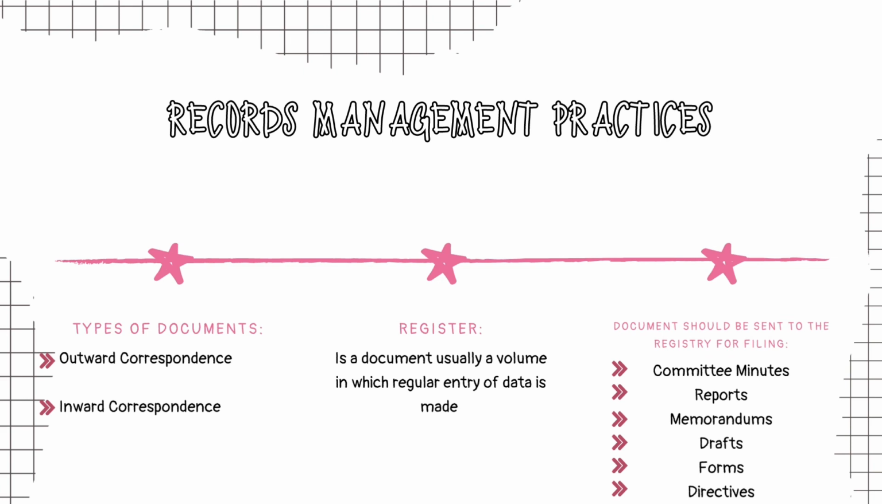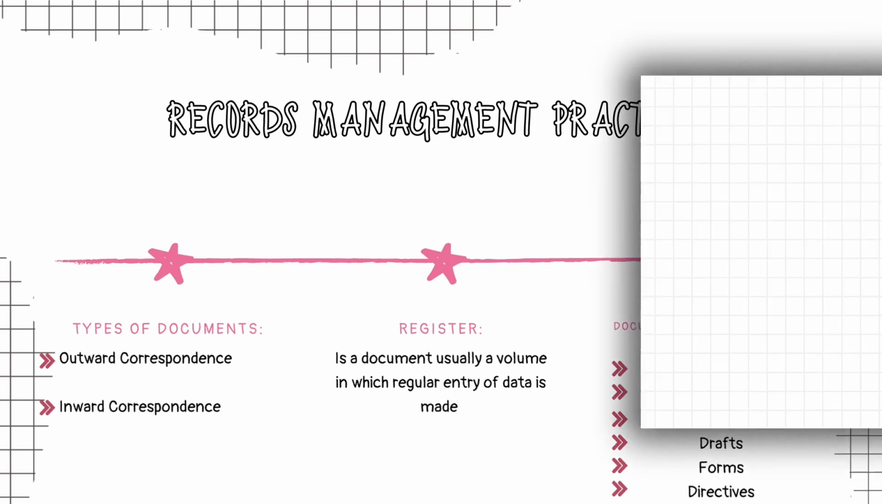Next is register. A register is a document, usually a volume, in which regular entry of data is made. And of course, internally generated documents should be sent to the registry for registration and filing, such as reports, directives, forms, and others like I stated here.